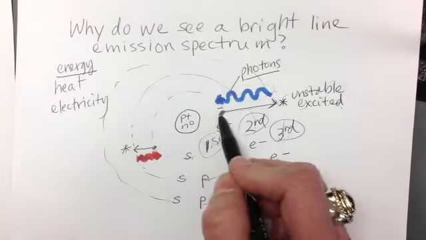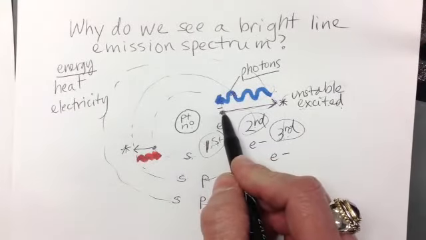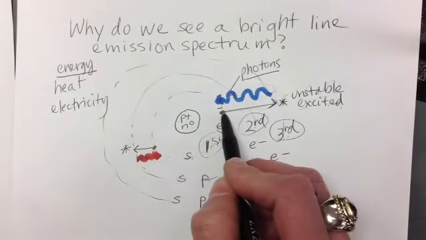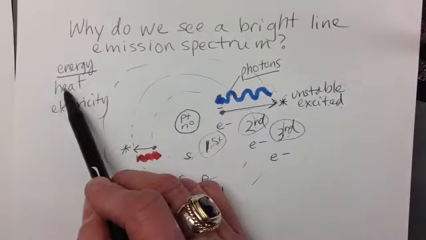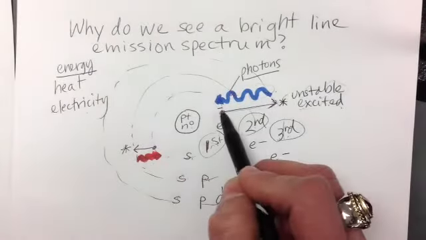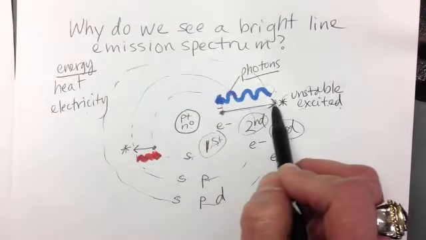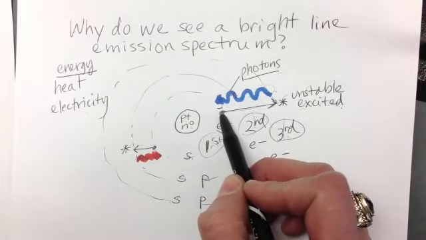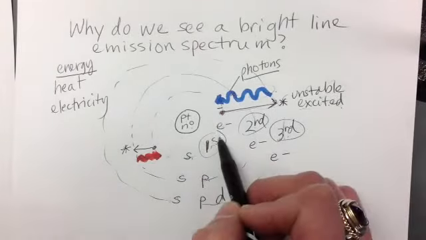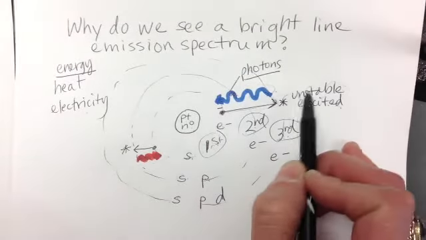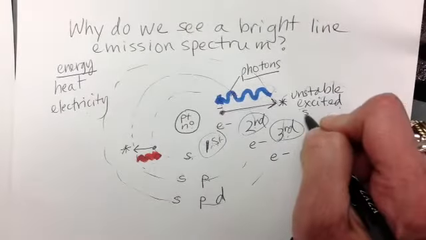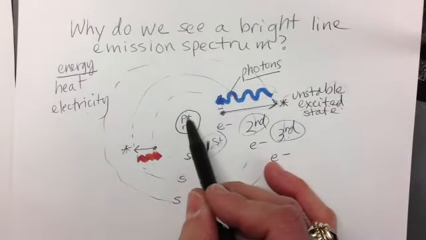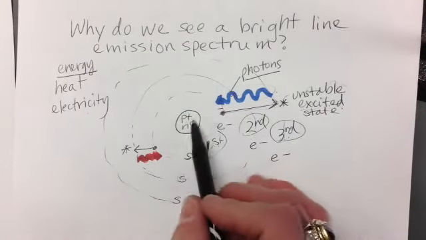So what ends up happening, the reason why we see this bright line spectrum, is that electrons, let's say this electron, it's in its ground state where it's found, and we're going to say it's found in the first energy level. When it absorbs some of this heat or electricity, it will be brought out further from the nucleus. That energy can be used to remove it from its ground state position and bring it to an unstable, excited state.